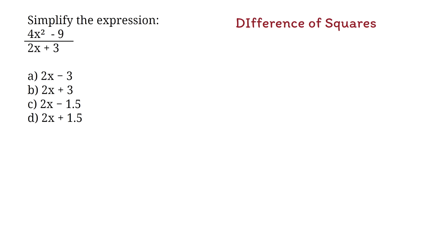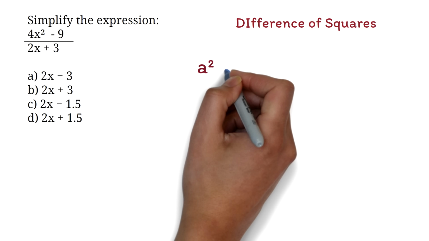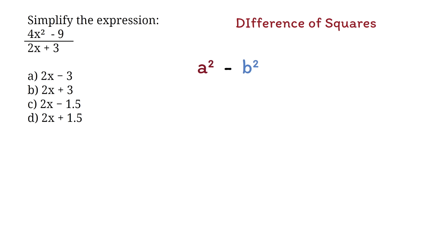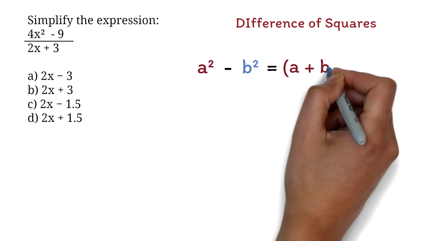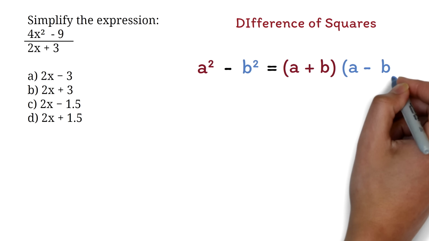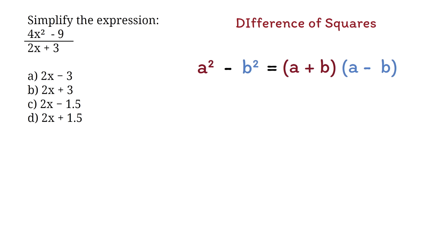The term difference of squares involves subtracting one perfect square from another perfect square. Example, a squared minus b squared. The solution to this will be a plus b times a minus b. Please note that this applies only if the sign here is minus.